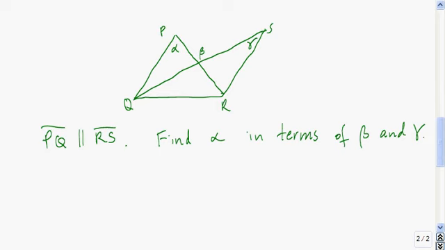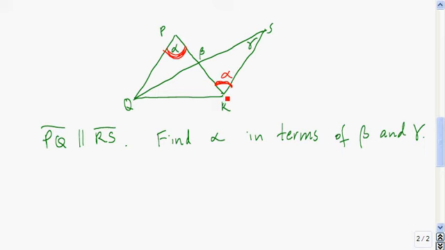Okay, here I have a figure in which segment PQ is parallel to segment RS. I have angles alpha, beta, and gamma, and I want to find out what alpha is in terms of beta and gamma. Okay, because these two sides here are parallel, I can consider PR to be a transversal there. So that means this angle right here is going to be congruent to this angle right here. So this is going to be alpha.